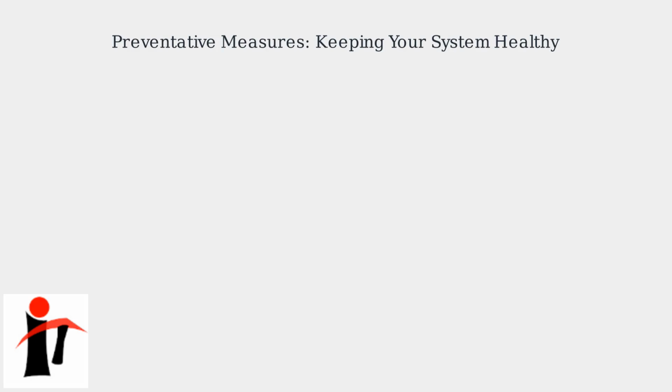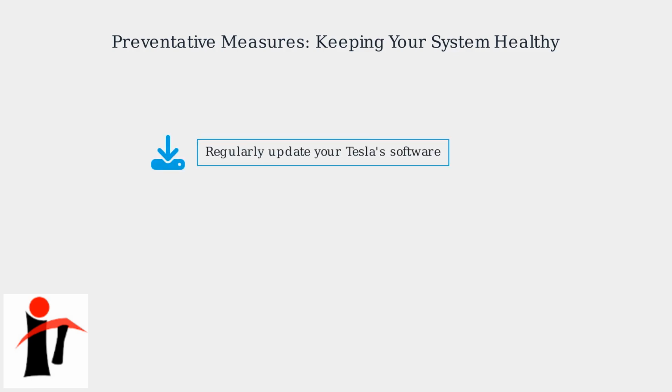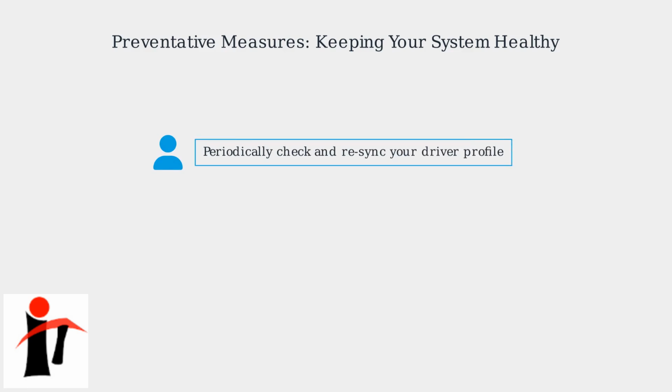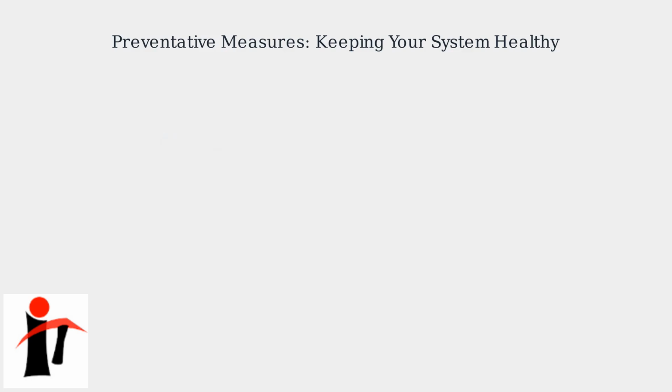To prevent seat memory issues in your Tesla Model 3, follow these key preventative measures. Regularly update your Tesla's software to ensure the latest fixes and improvements are applied. Periodically check and resync your driver profile to maintain accurate settings.